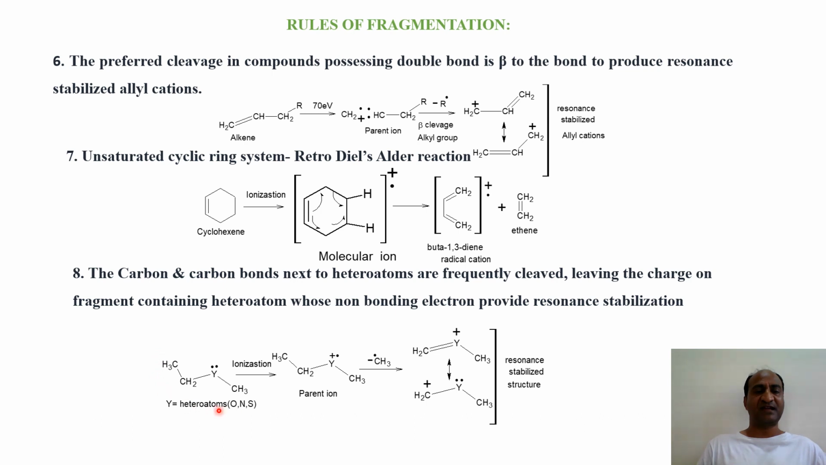First of all, when we are carrying out the ionization, one of the electrons from the heteroatom will be removed, and we are getting a parent ion, that is CH3 CH2 Y plus dot CH3. Then the cleavage is from the carbon next to the heteroatom, that is from this position there is a cleavage. CH3 dot will be removed, and we are getting this structure. This positive charge can shift here and this double bond electron can shift here, you are getting a resonance stabilized structure like this. These are the two probable resonance structures.